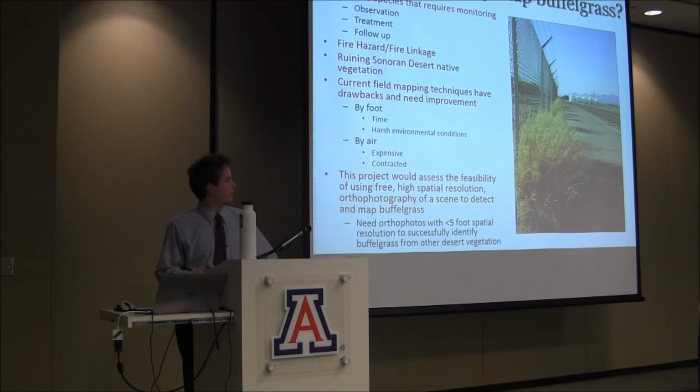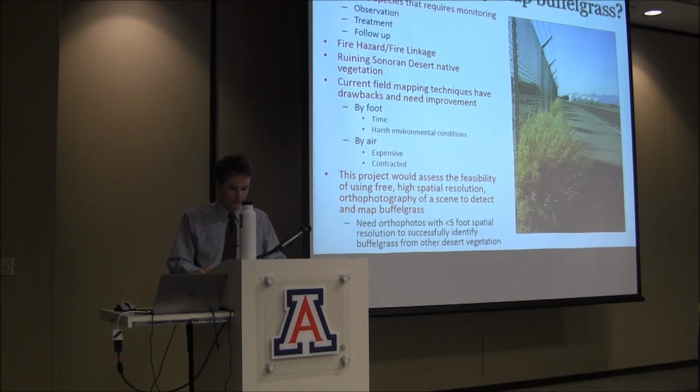Previous mapping techniques of buffelgrass include ground surveying and aerial mapping. Ground surveying by foot takes extensive time and money and can be dangerous due to the desert's extreme heat and harsh environmental conditions. Mapping by air is also extremely expensive as it requires the contracting of private flights, either small aircraft or helicopters, and is only accurate to what the mapper can pick up with his or her trained eye as they are flown over an infested area. Part of this project was to assess the feasibility of using free high spatial resolution orthophotography, remote sensing, and GIS software to map and monitor buffelgrass within a scene.